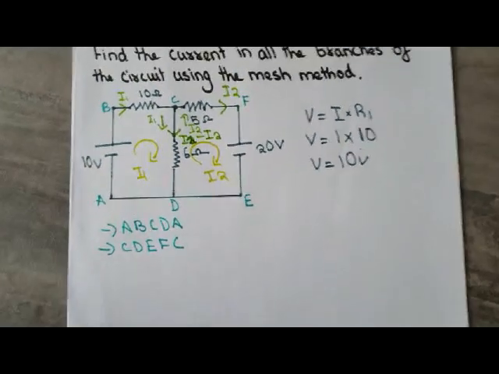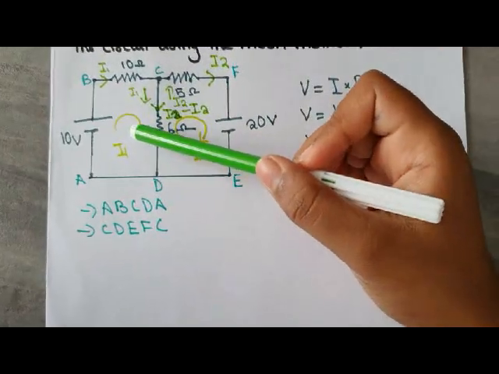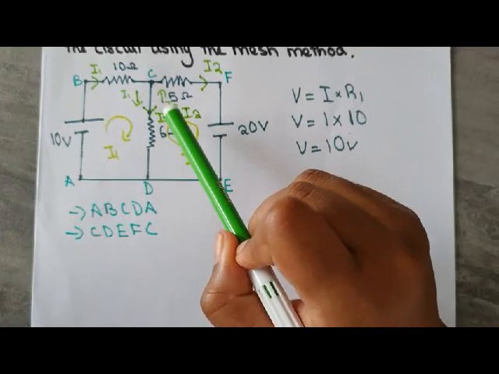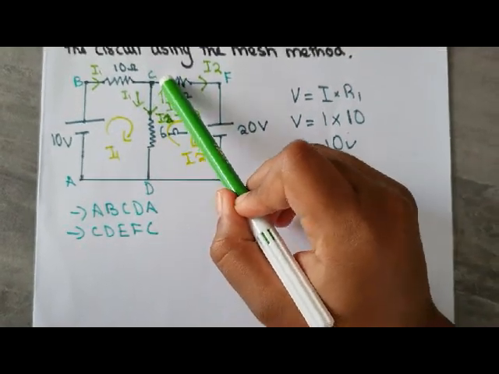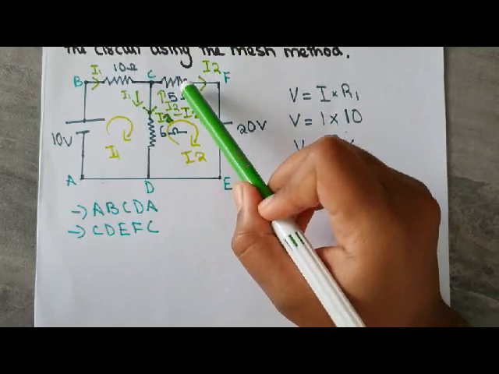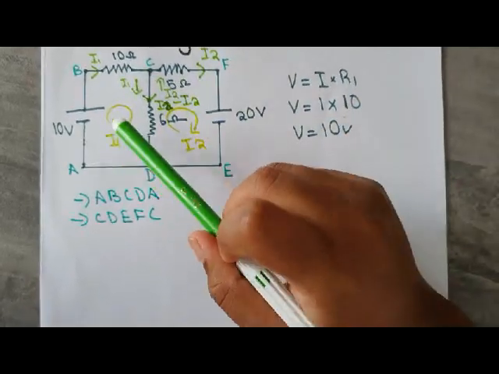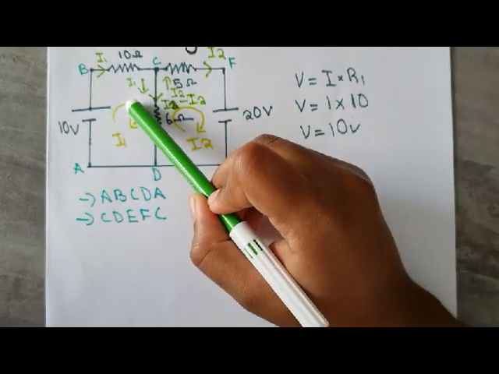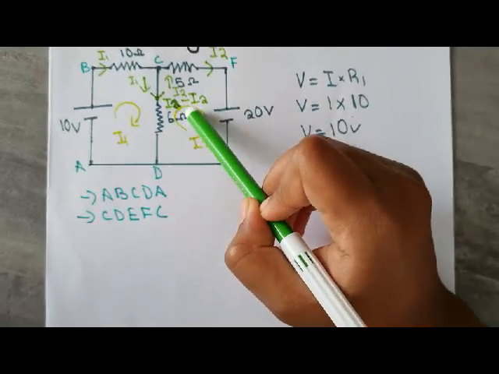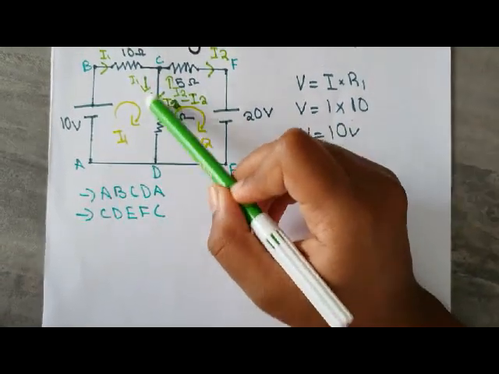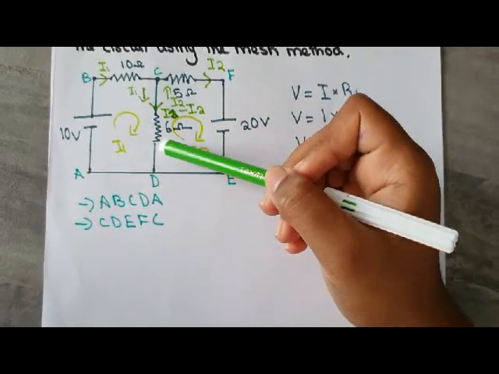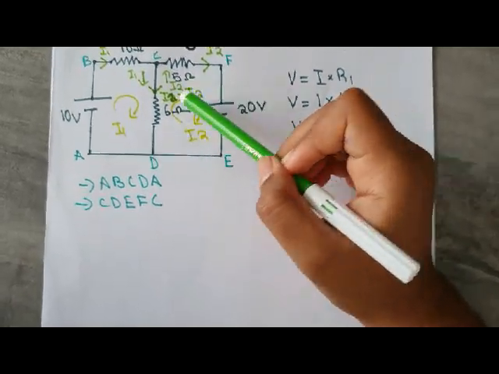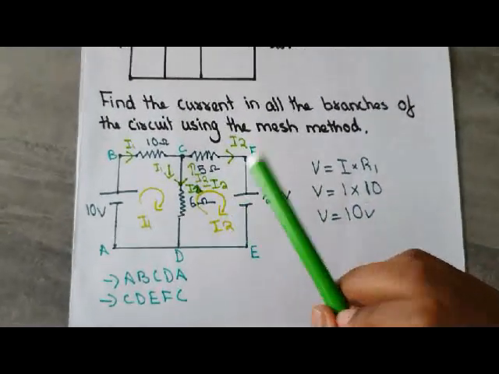I repeat, C to D. In C to D, there are two currents passing. One is I1 that's passing downwards, and another one is I2 that's passing upwards. So we consider one of the currents to be bigger. You can choose, it can be I2 or I1. I choose I1 to be bigger, so I mark the current direction downwards. That's I1's current direction, and I1 minus I2 will be the current passing through C to D. Now let's move to the next step: you need to identify voltage rise and voltage drop.